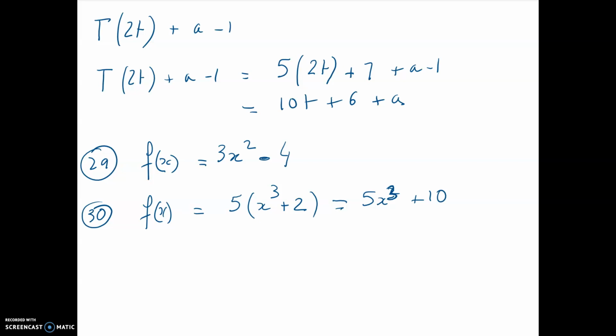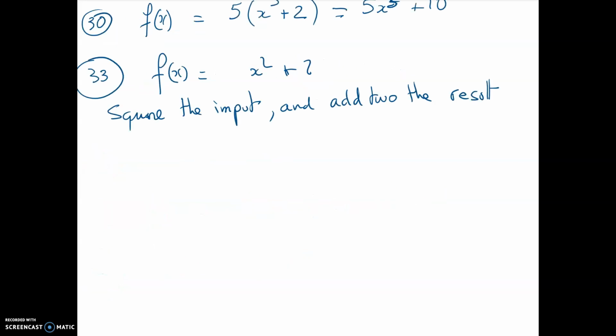Problem number 33, and that will be the last problem I will do for you. We have state the instruction of the function in words as example number 8. And example number 8 is about a function given as a set of instructions with the word input. So we have f of x equals x squared plus 2. So that would be: square the input and add 2 to the result.